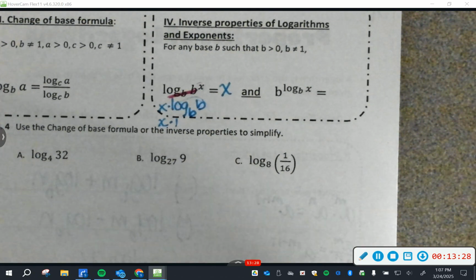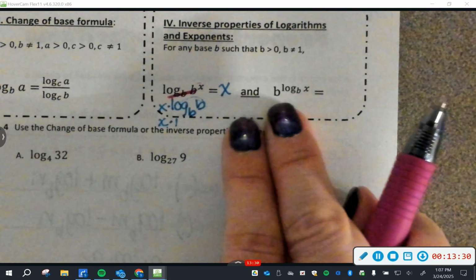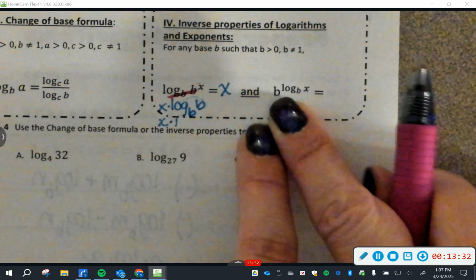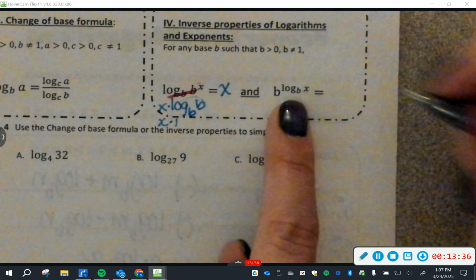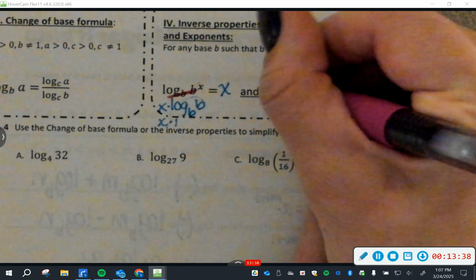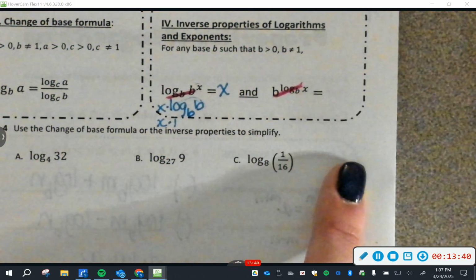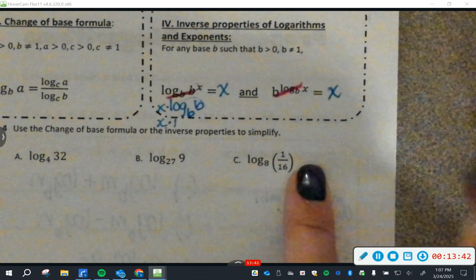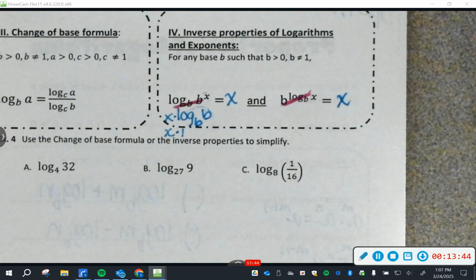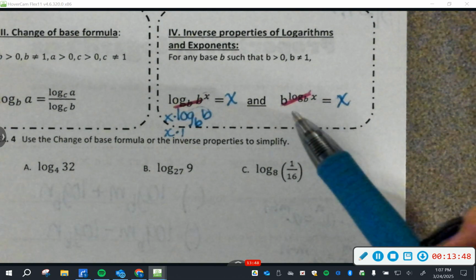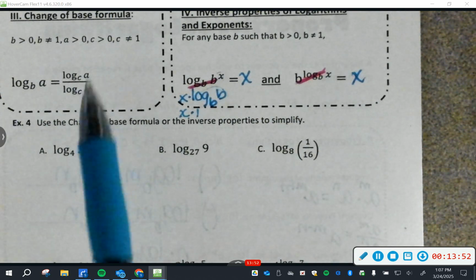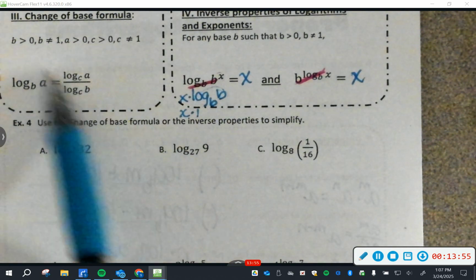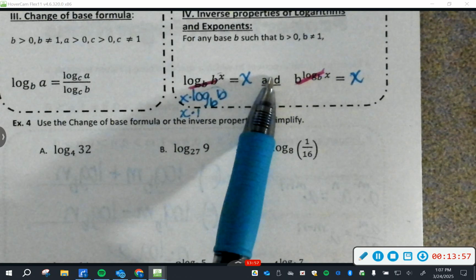Okay? And the same thing is true when we reverse it, when we have a base of an exponent and we raise it to a log, which is weird, but it happens. That also cancels, and we're left with x. Okay? This is also eventually how we're going to solve equations. Okay, so now we're going to practice using either or both of these properties.